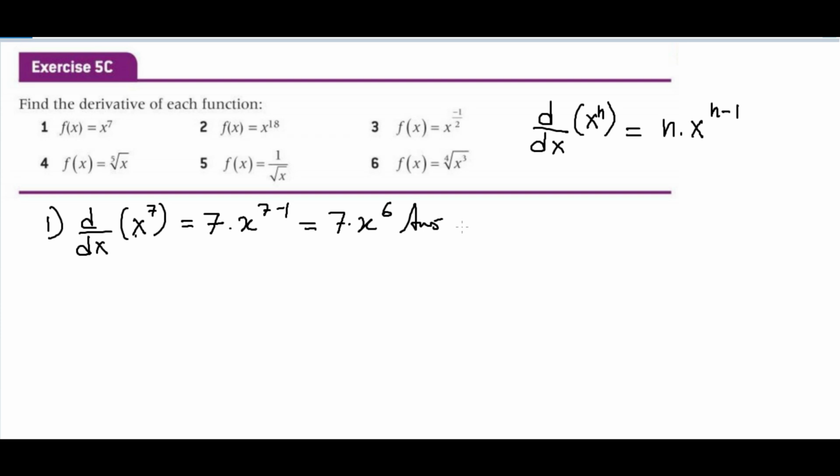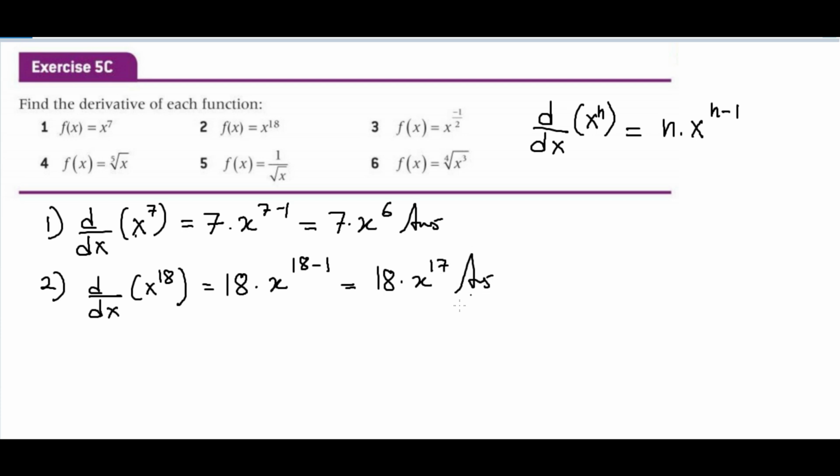Like that, the difficulty level will increase because we have so many questions in this video, all the types of questions including tangents and all. So in the second question we have x to the power 18. That's kind of easy. If you have x to the power of 18 and you do it with the same formula, then the n value is 18 times x to the exponent 18 minus 1, which is 18 times x to the power of 17. That's our answer. Let's proceed to the third one.